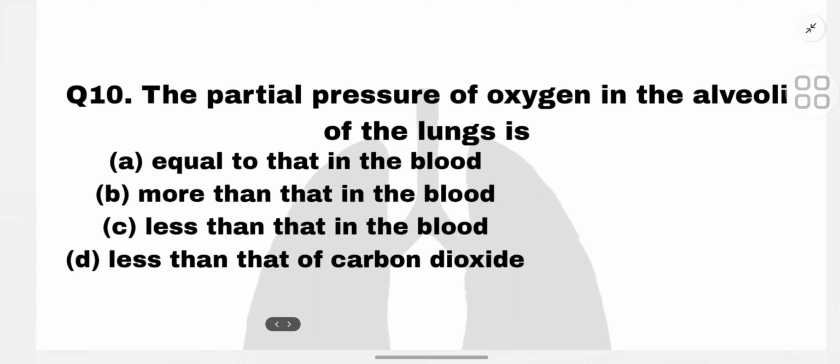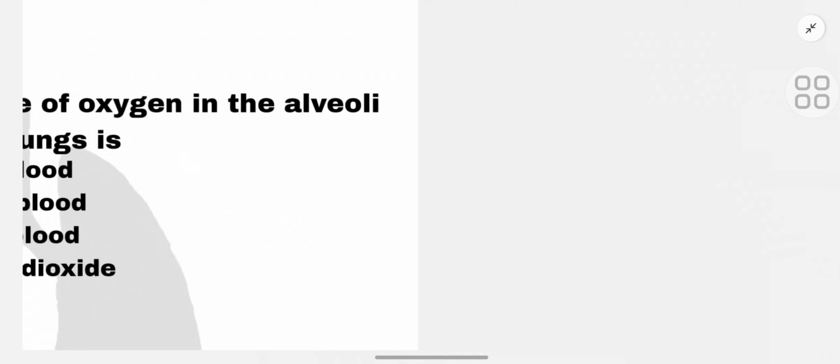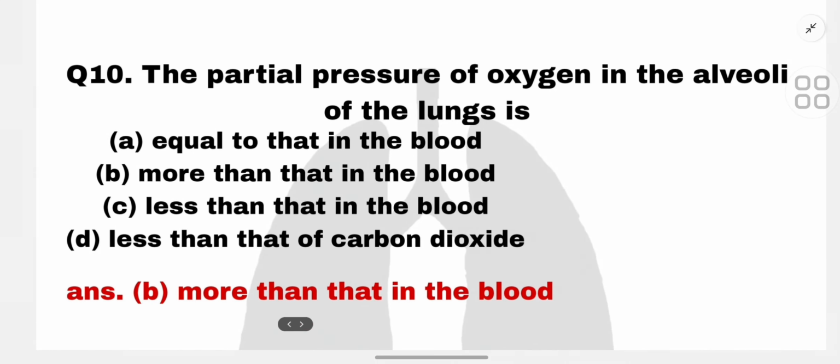So the question number 10. The partial pressure of oxygen in the alveoli of the lungs is A. equal to that in the blood, B. more than that in the blood, C. less than that in the blood, D. less than that of carbon dioxide. So the correct answer is B. more than that in the blood.